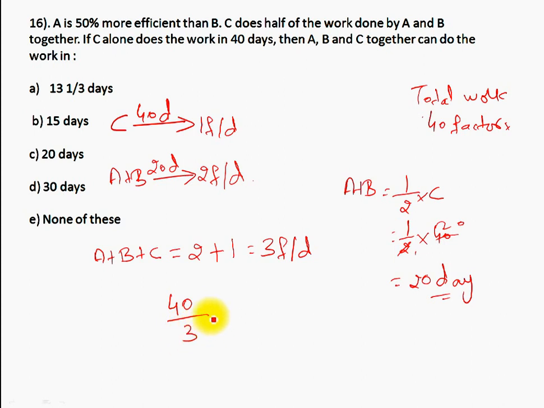If you divide these 40 factors by 3 factors: 3 ones are 3, 1 remaining, 10, and 3 threes are 9, so 1 remained. So we can say 13 1 by 3 days. So the option is A, 13 1 by 3 days.